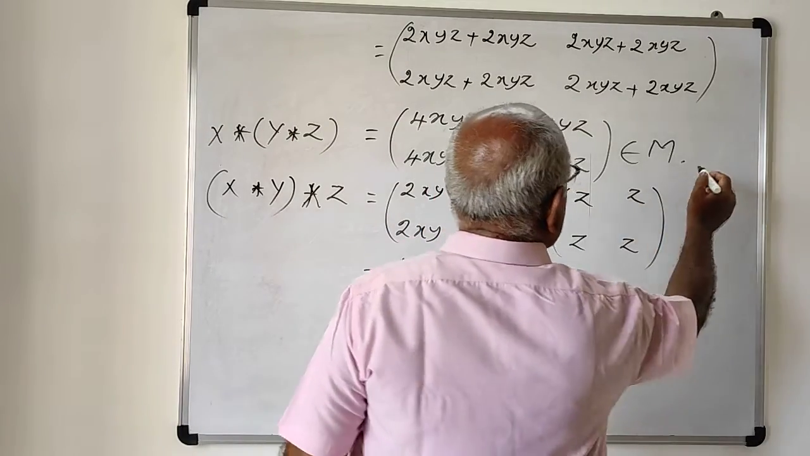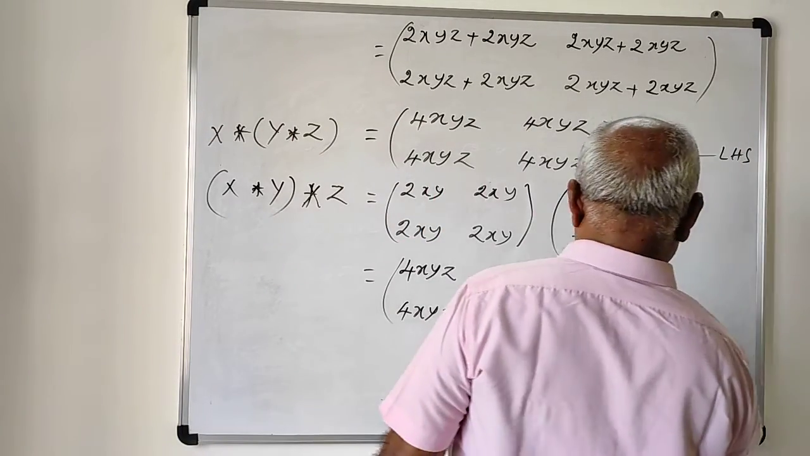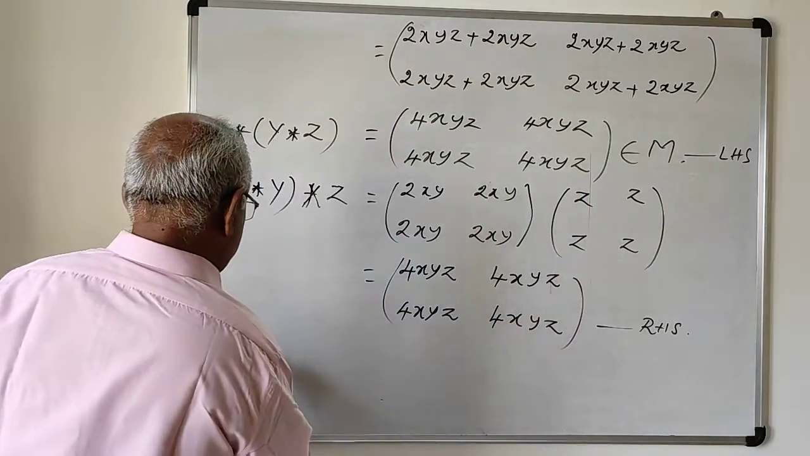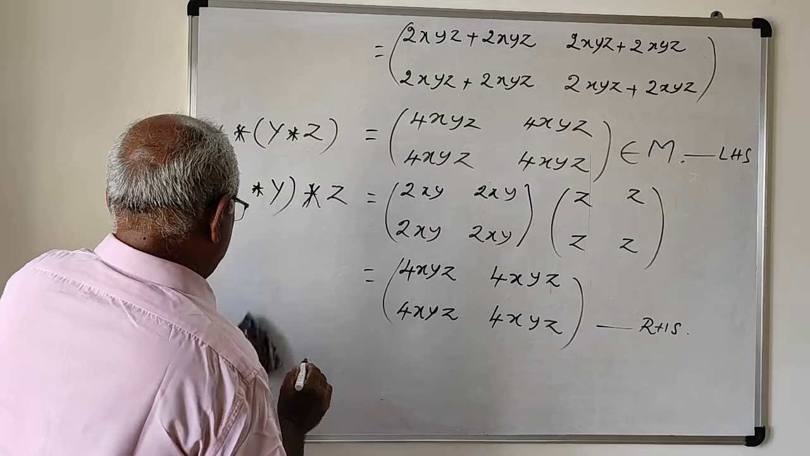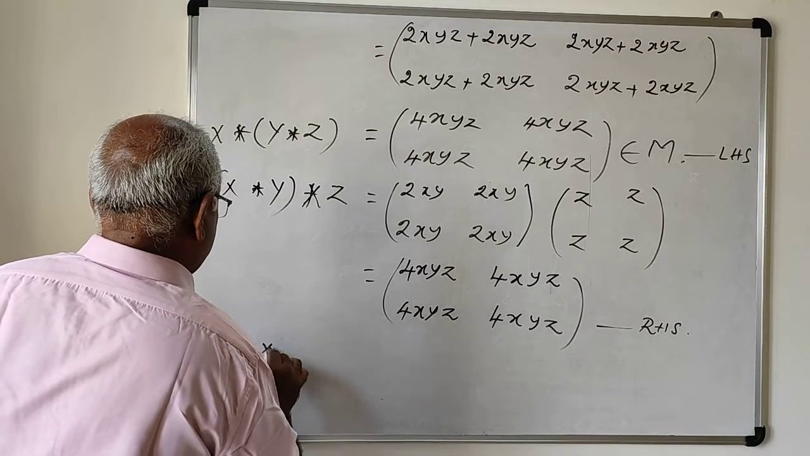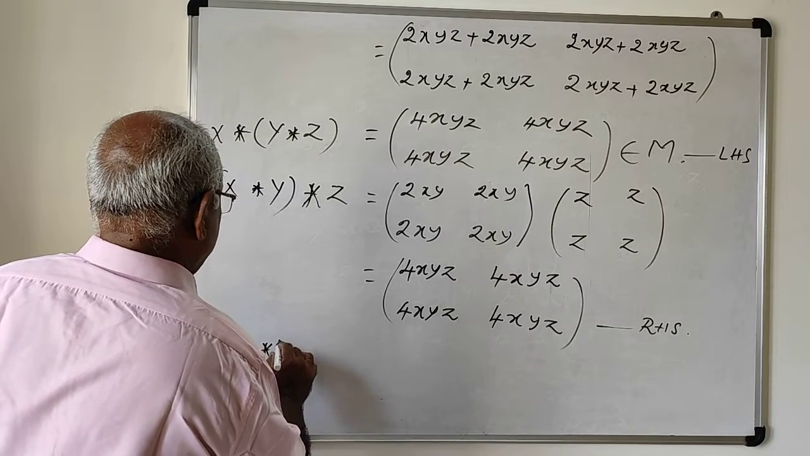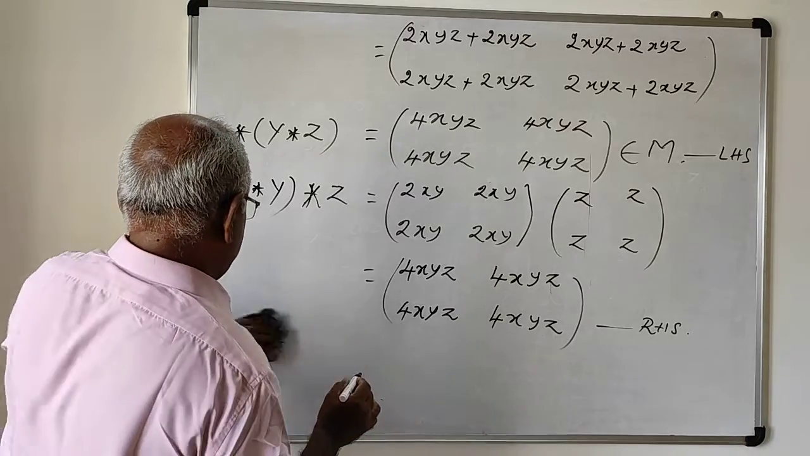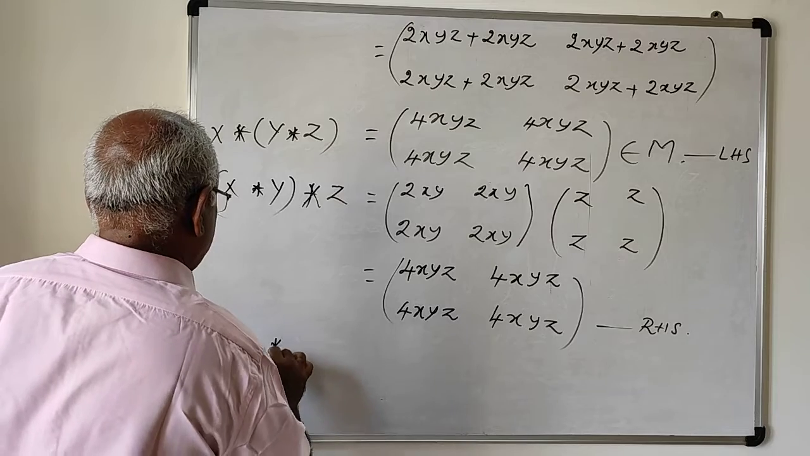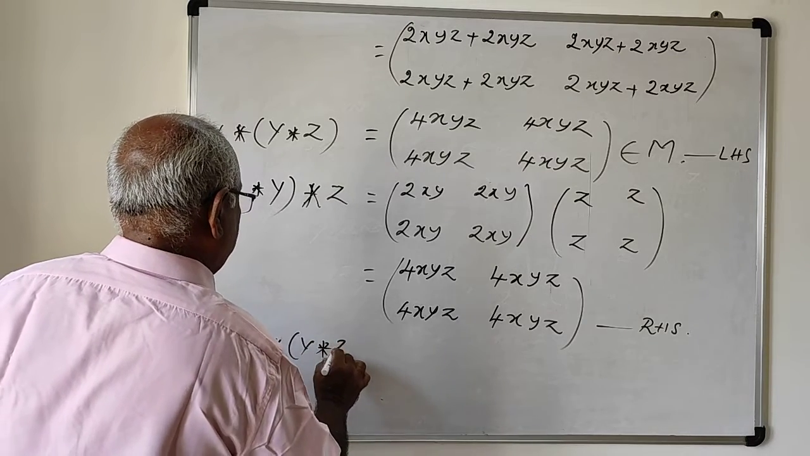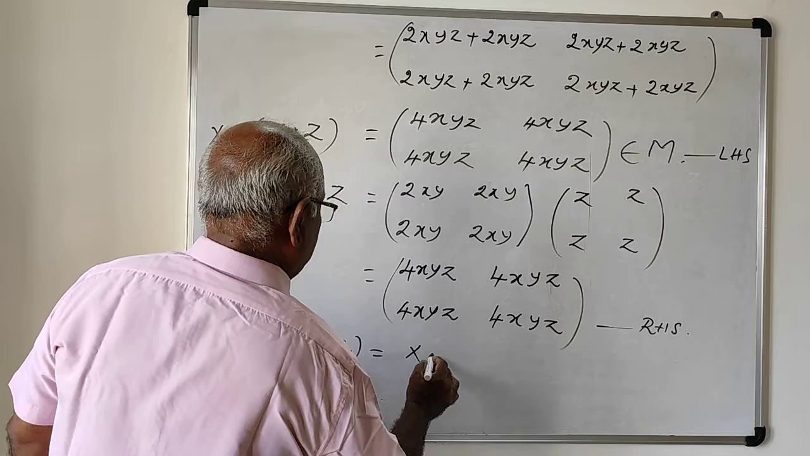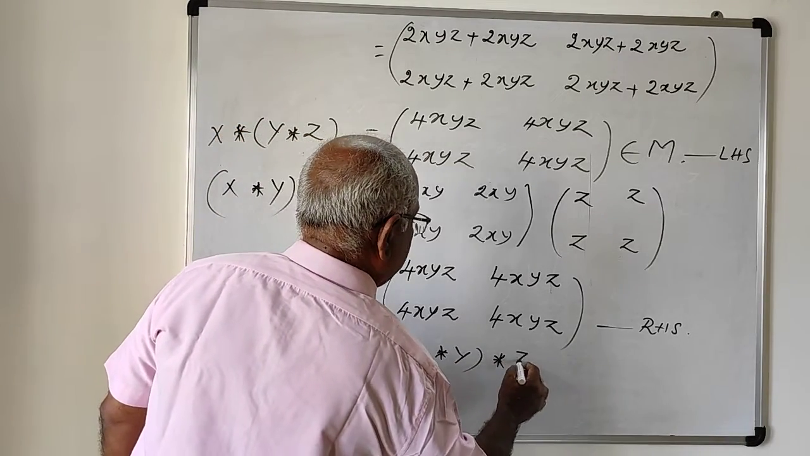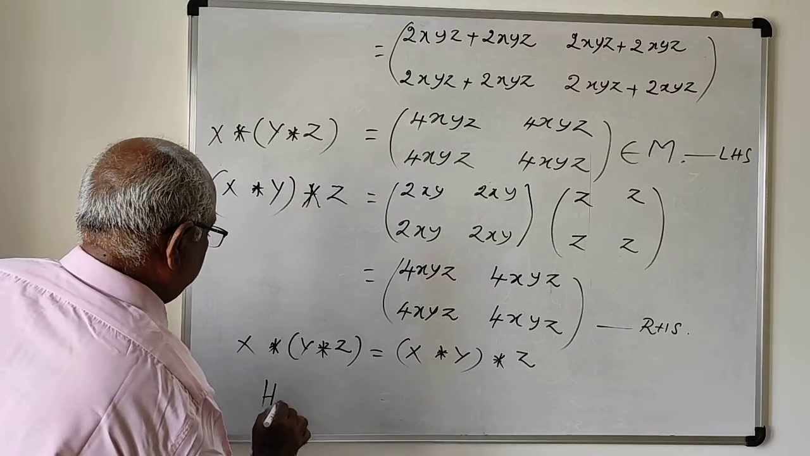This is the left-hand side, and this also belongs to the set M; the right-hand side too. These two are equal. Therefore, x star y star z on the left-hand side is equal to x star y star z on the right. It is proved. Hence, associativity.